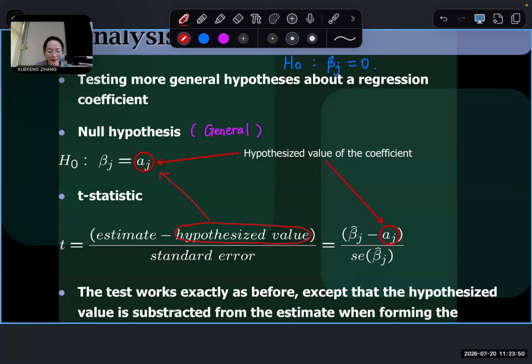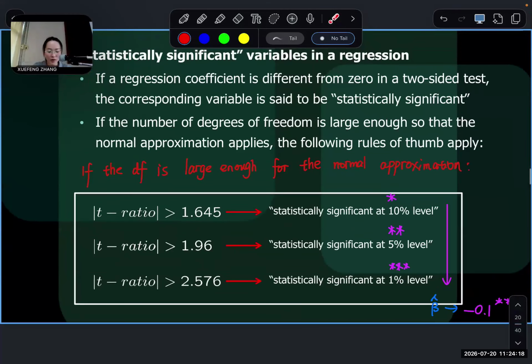And then divided by the standard error of itself. Here we have beta j hat, the estimation coefficient, minus a_j. a_j is our hypothesized value, right, from our hypothesis. And then divided by the SE of beta j hat. Everything else stays the same, right? Same critical value, 1%, 5%, 10%. We're gonna use those as usual, okay?